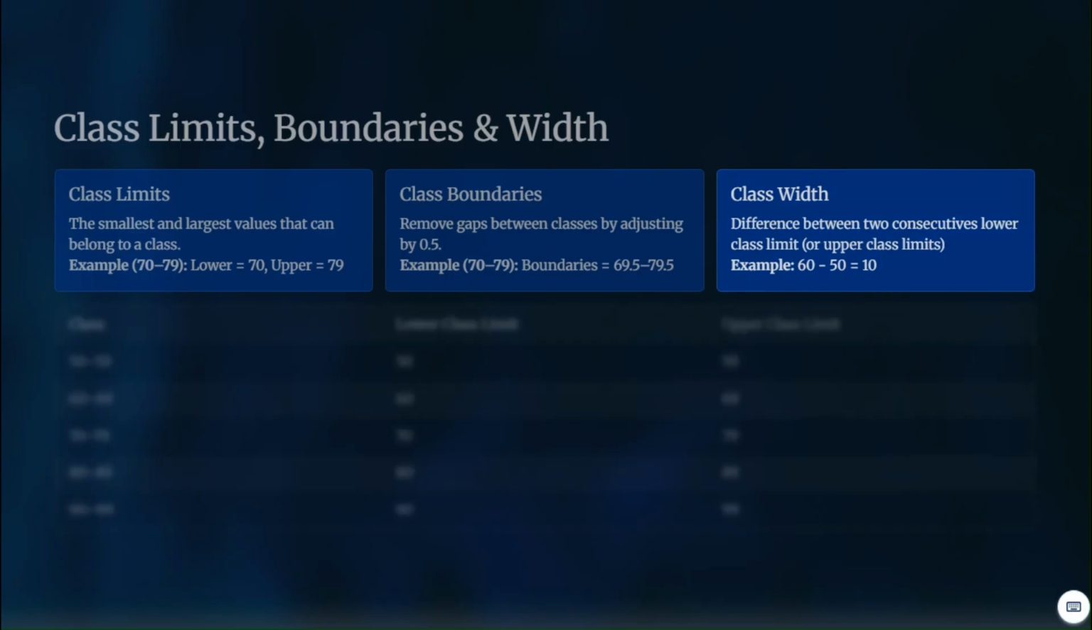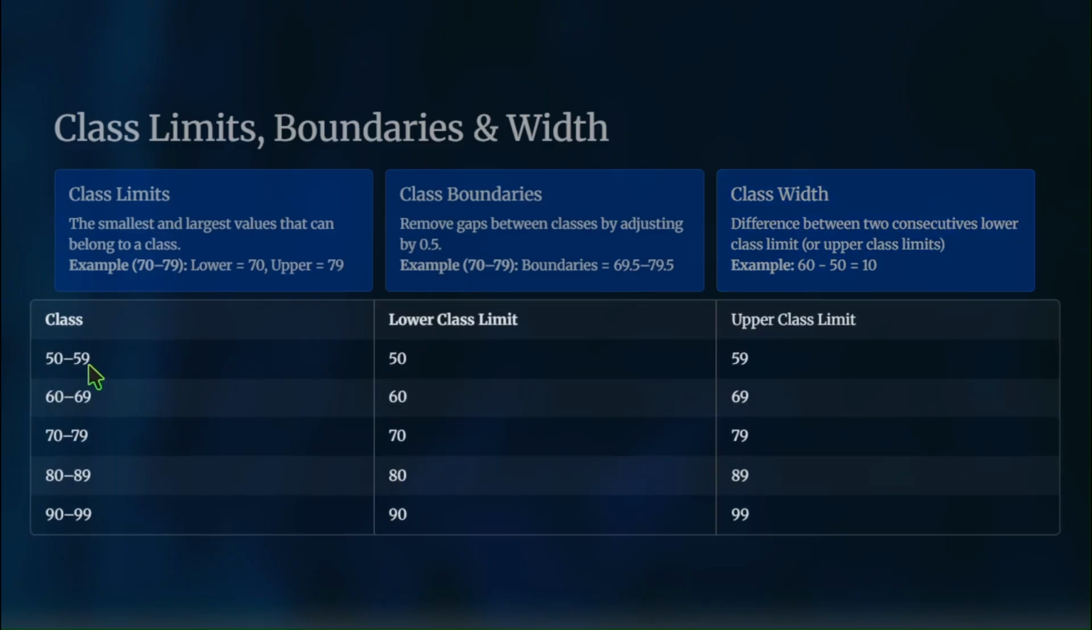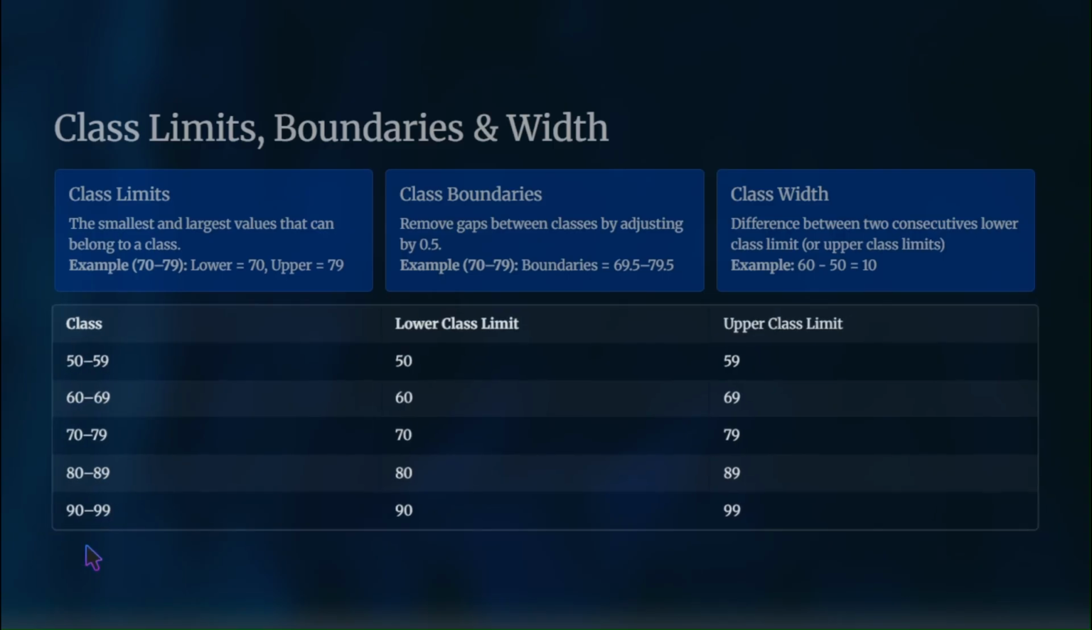So for instance, if I look at my first two classes, if I do the difference between two consecutive lower class limits, that will be 60 minus 50, which will be 10. So all throughout my frequency distribution, the class width will not change, it will be 10.